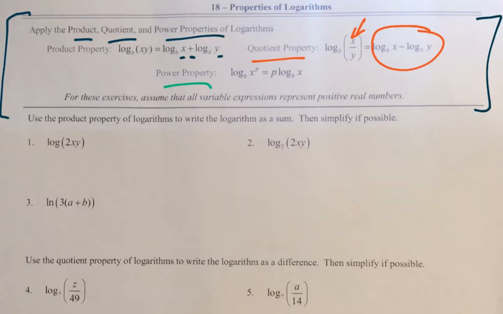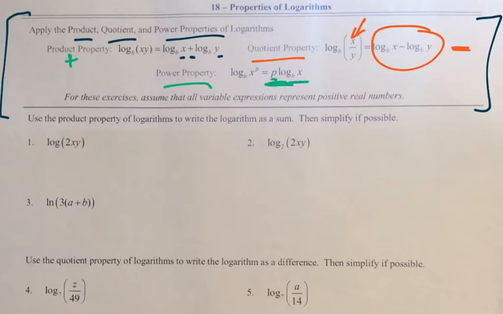This kind of reminds me, going back to your laws of exponents, how the product property with laws of exponents, you added the exponents. With the quotient property of exponents, you subtracted the exponents, and then for the power property with exponents, you multiply. And so I think of that here. I think of this one, you end up with a sum. This one, you end up with a difference. And this one, you end up multiplying the logarithm by that p exponent.